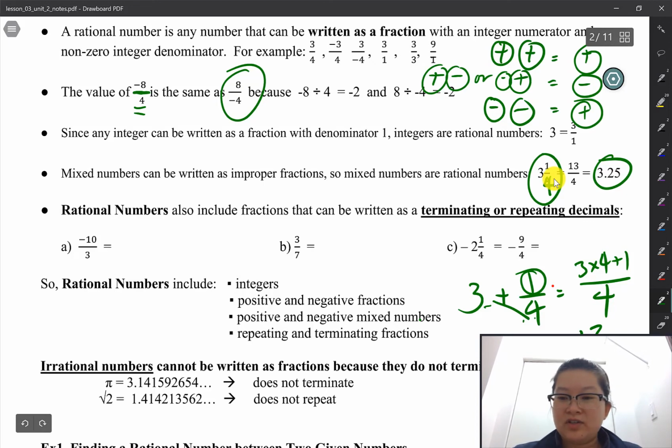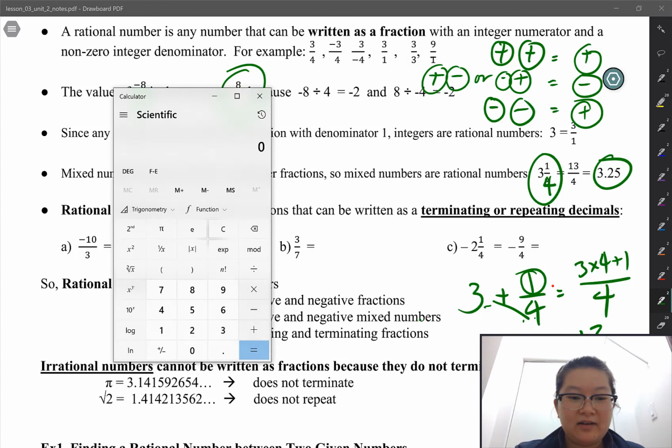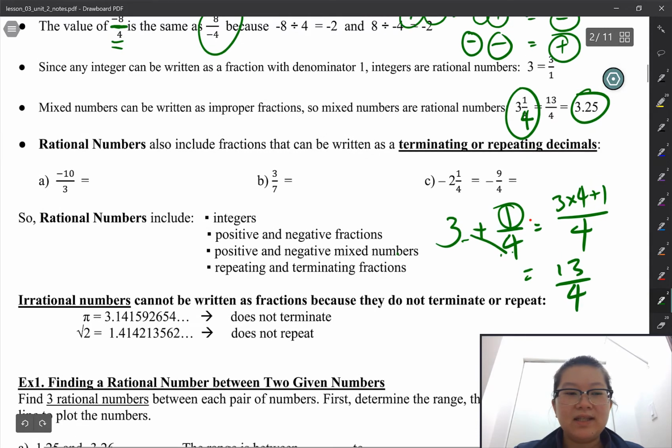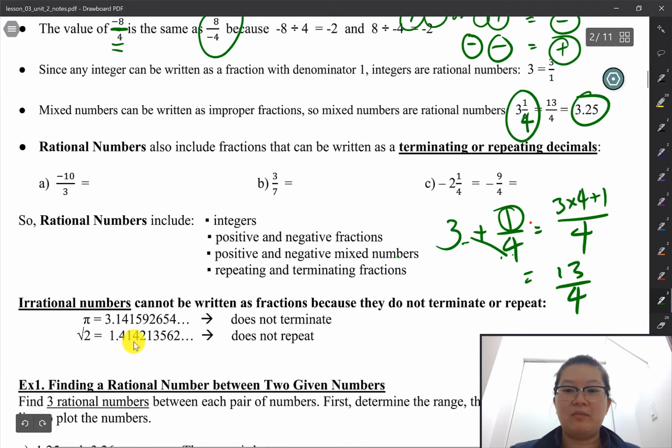Okay? So 13 over 4, if I want to do this on my calculator, is also going to give me 3.25 without mistake. Okay? Assuming that you did the math correctly. Okay, so there you go. That's an example of another rational number, is that one.